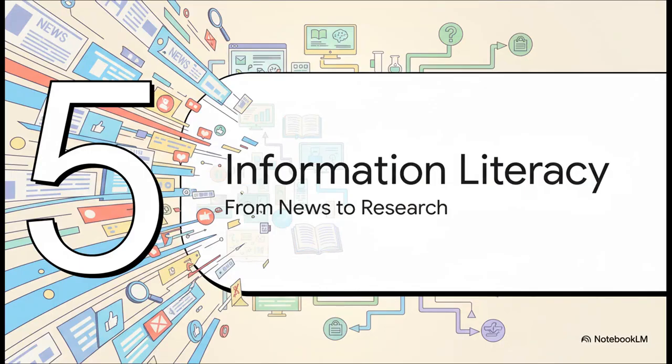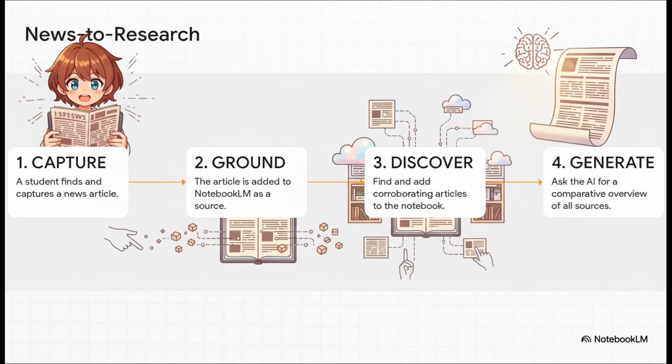Now this next application, this is big. This goes beyond just making a teacher's life easier and gets right to the heart of a skill every student needs today, information literacy. We're talking about building what you could call a news-to-research pipeline. Just look at how this works for a student. They find a news article online, they capture it, and they ground it in their notebook. Then they go find a couple more articles on the same topic and add those in too. Finally, they just ask the AI, give me a comparative overview of all these sources. In literally minutes, they've gone from a single headline to a nuanced, multi-source analysis.